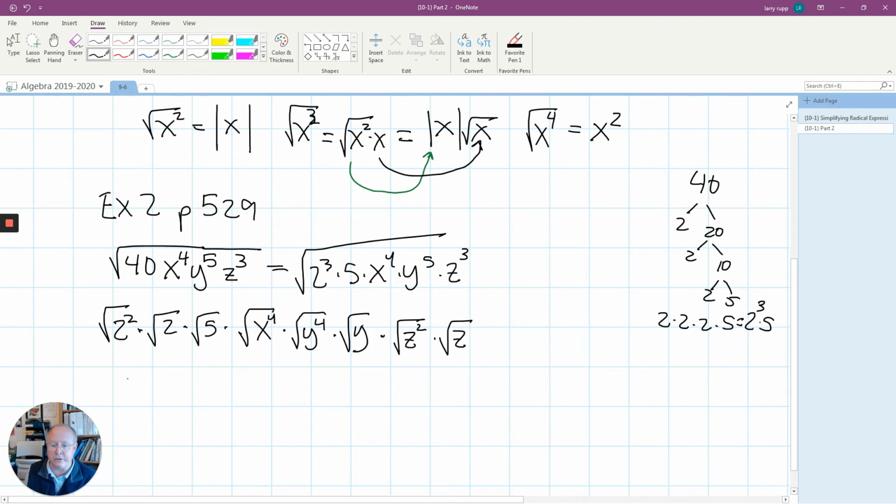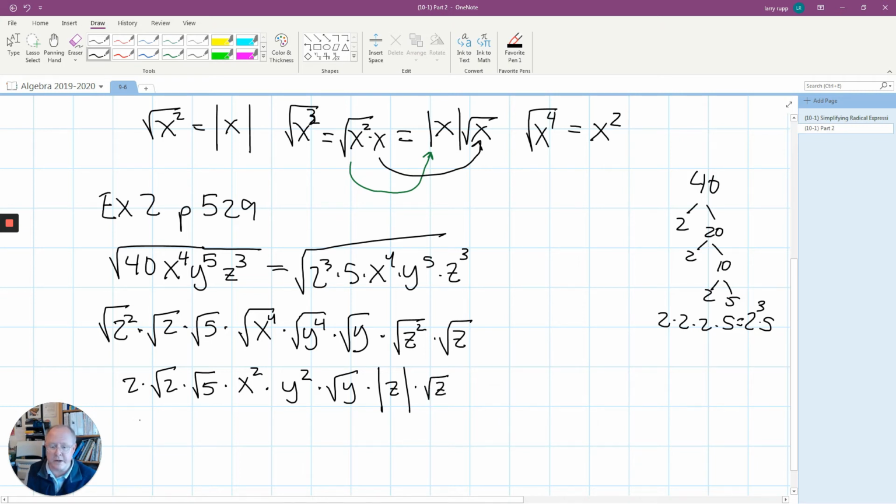Okay, so the square root of 2 squared is 2 times the square root of 2, times the square root of 5 times x. The square root of x to the 4th is x squared. The square root of y to the 4th is y squared times the square root of y. Times, now the square root of z squared is what? That's right. It's the absolute value of z times the square root of z.